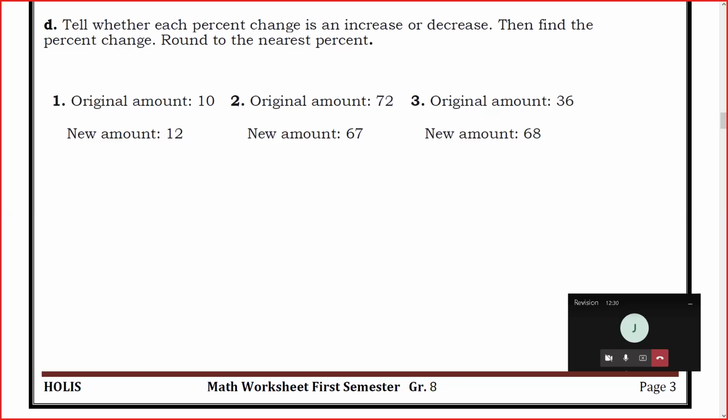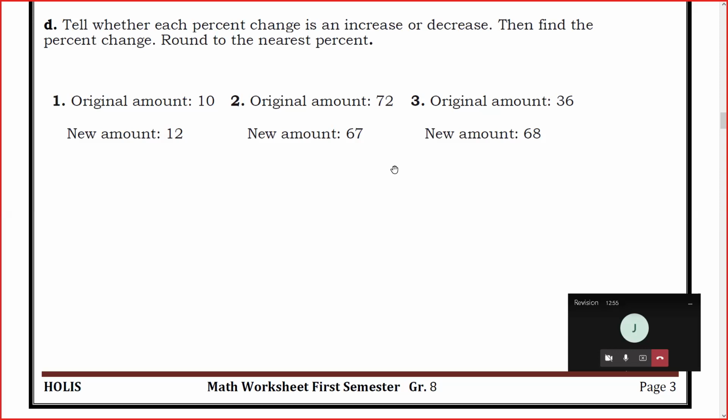Now, let's continue our revision here. Tell whether each percent change is an increase or decrease. Then find the percent change. Round to the nearest percent. So here now, they asked me to find the percent change and to decide if the percent change is an increase or decrease. Now, what is the percent change?